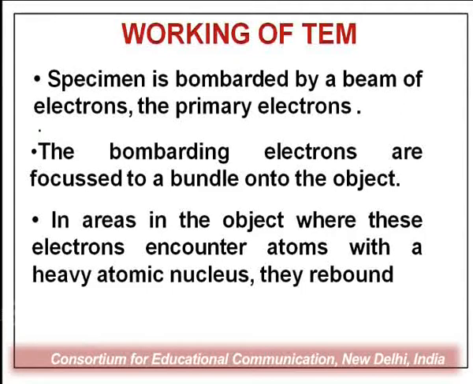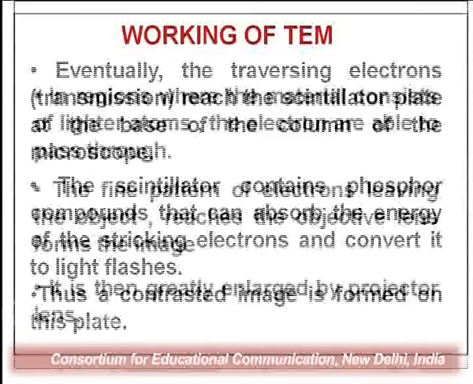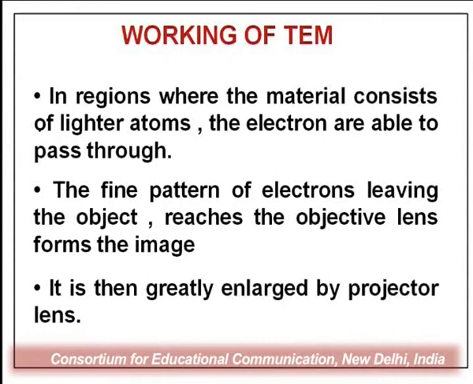The area in the object where these electrons encounter atoms with a heavy atomic nucleus, they rebound, and in the region where the material consists of lighter atoms, the electrons are able to pass through. It means electrons pass through the lighter atoms, and so we can transmit the light. The fine pattern of the electrons leaving the object reaches the objective lens and forms the image.